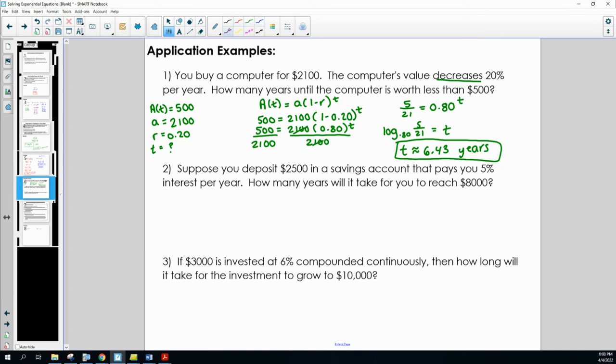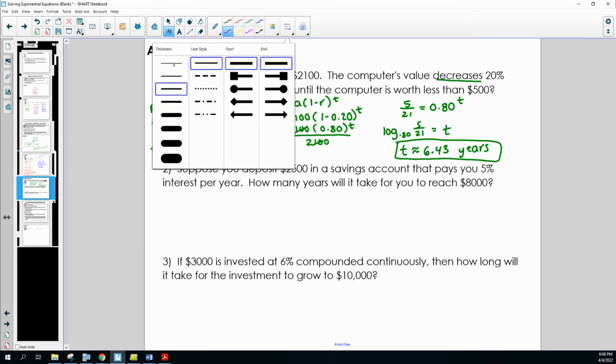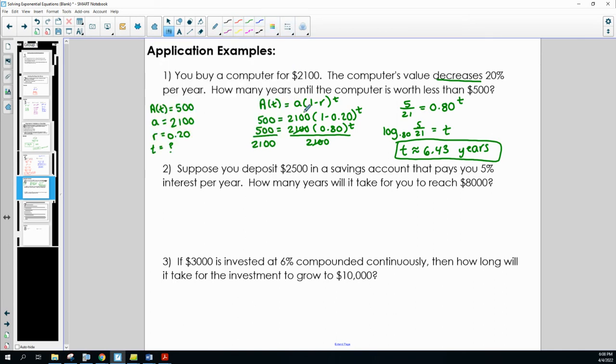Okay, let's look at number 2. Suppose you deposit $2,500 in a savings account that pays you 5% interest per year. How many years will it take for you to reach $8,000? So you're getting money, so this is a growth function. A of t equals A times (1 plus r) to the t.